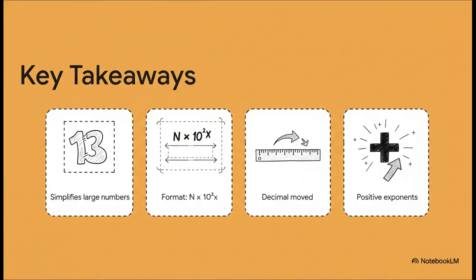Third, that little exponent isn't just a random number. It's telling you exactly how many places the decimal moved. And finally, for now, remember that positive exponents mean you're working with a really big number.